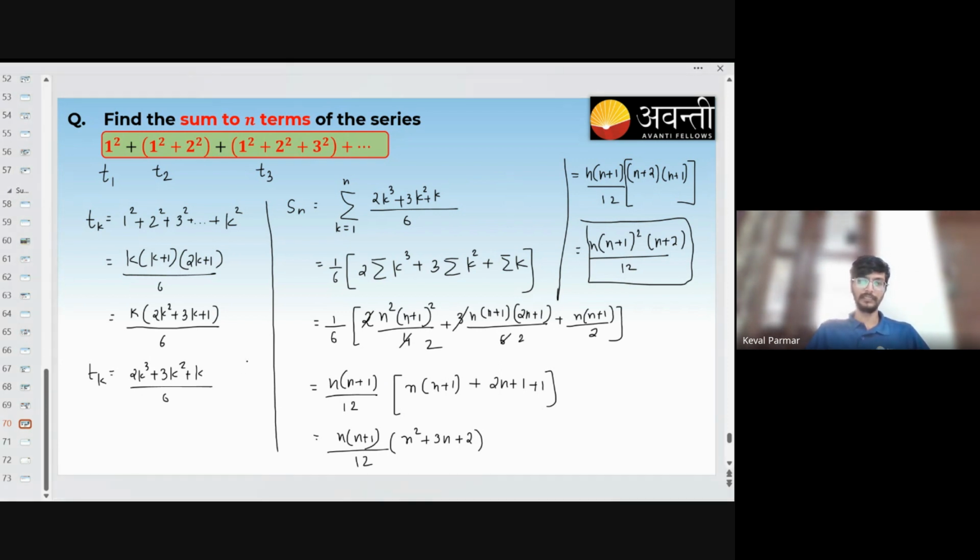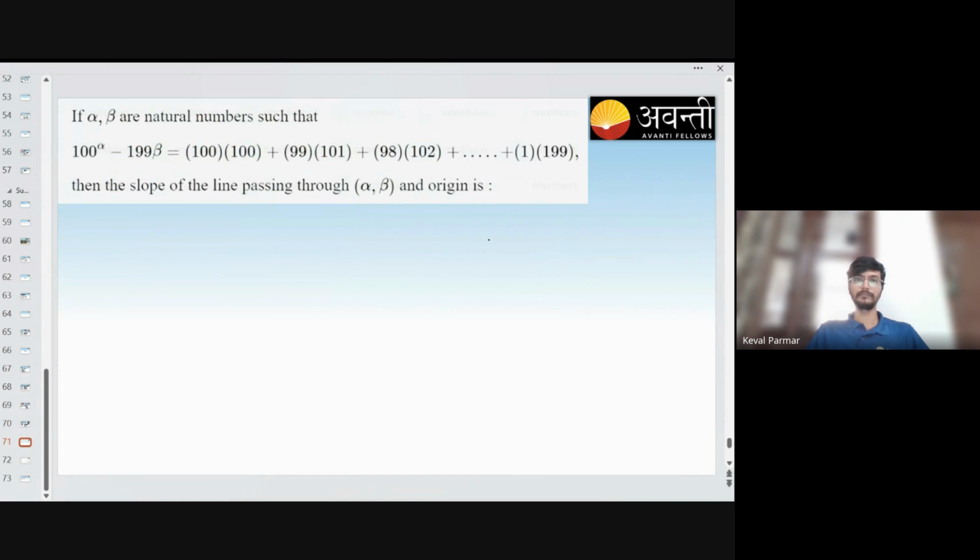So let's look at the next question. Again, this is a previous year JEE Mains question, a very, very good question, guys. I hope you know what is meant by slope. I'll give you 2 minutes to attempt it and then I'll start.